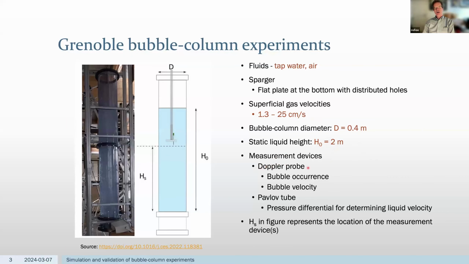The measurement devices are explained in their publications. There are 2 probes. First, the Doppler probe, which is able to measure bubble occurrence and bubble size, so we're able to extract from that the volume fraction. And also simultaneously, they can measure the bubble velocity. So we have information about the joint distribution of void fraction and bubble velocity in the vertical component. And in the liquid phase, they have a Pavlov tube to measure the liquid velocity at the same time as the bubble volume fraction. The measurement section is here, we'll see it again later, and we measure from the center line towards the wall. So we'll have data across the column radius.